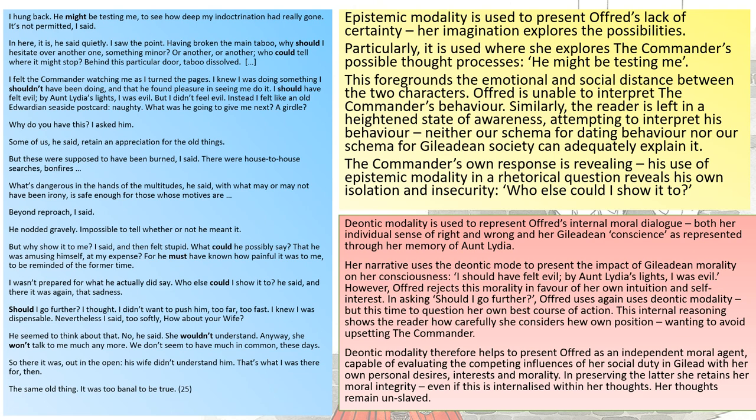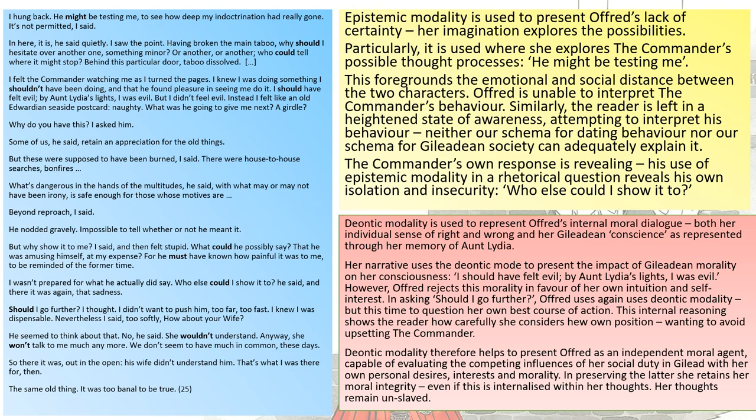There's also, in the text, deontic modality, which is used as a way of representing Offred's internal moral dialogue. And that works in two ways. She has her own individual conscience, Offred as a person, someone whose sense of right and wrong, I guess, belongs to a time before Gilead, but also she has this competing voice of the Gilead social conscience, which is often represented through Aunt Lydia. Aunt Lydia almost functions in the text as the voice of Gilead's conscience on Offred.